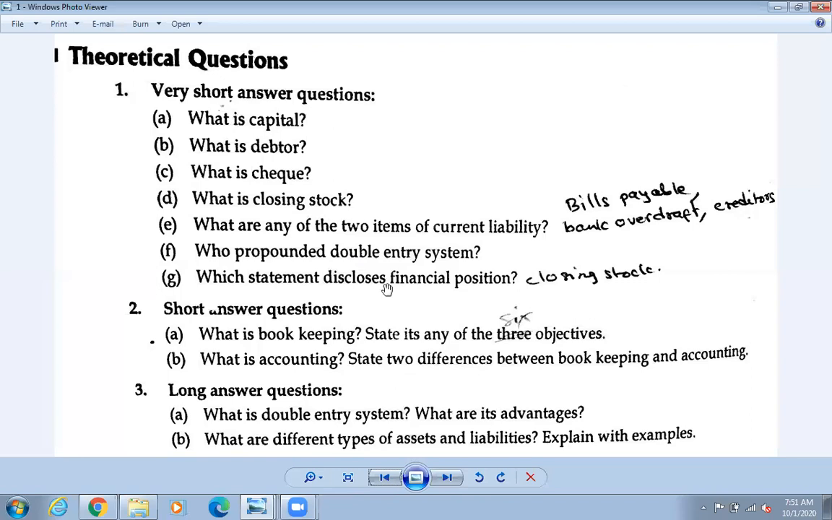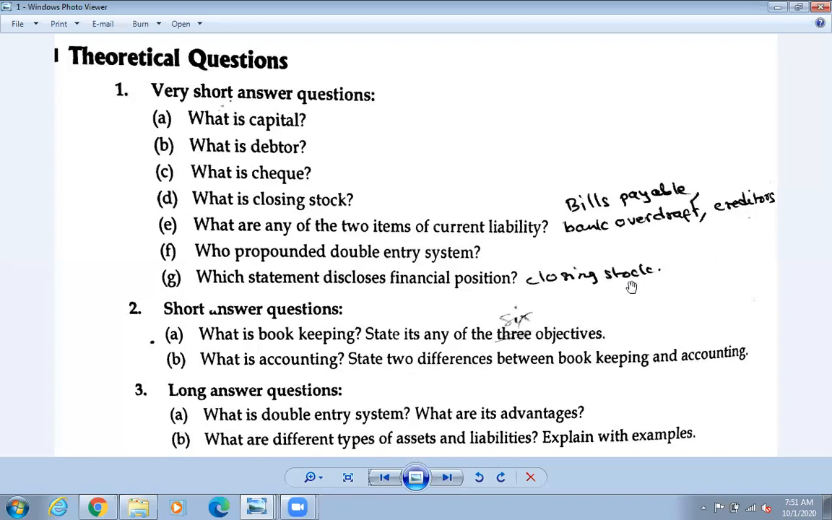Which statement discloses the final position? Anything which is going to be closed is called the closing stock. So which statement discloses the final position? The closing stock discloses the final position. That should be the answer. Is that okay or not? Number 2 is done. Number 2B also is done.